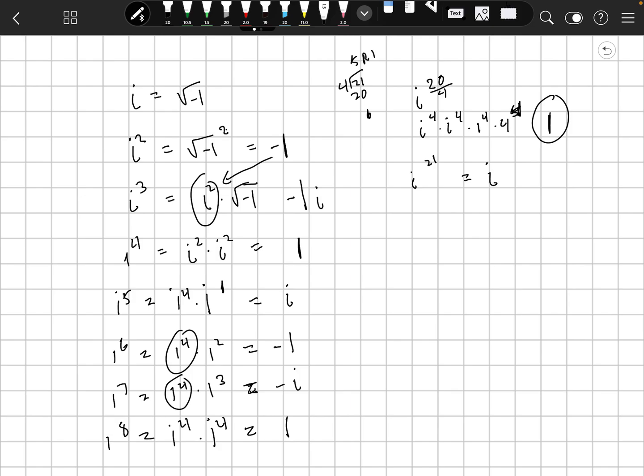Okay, i to the 22nd. Let's go 22 divided by 4. That's got a remainder of 2. So a remainder of 2 is going to be the same as i squared. It's going to be negative 1.